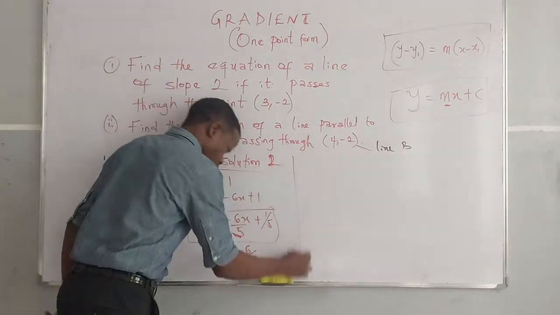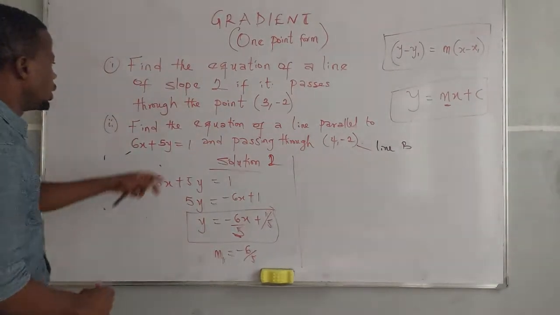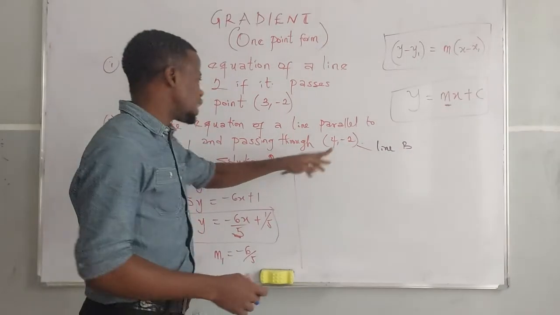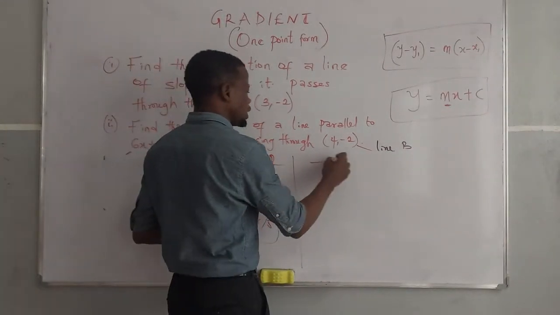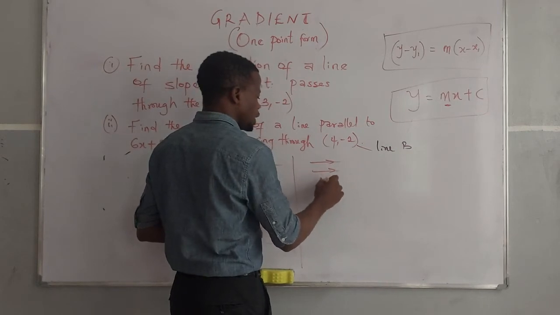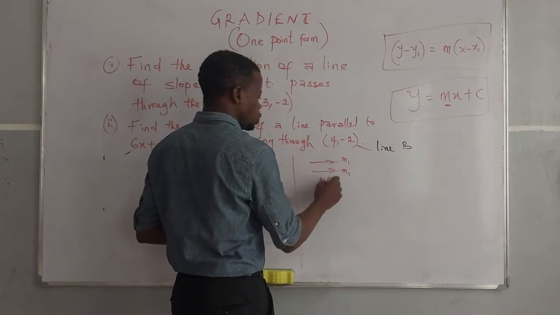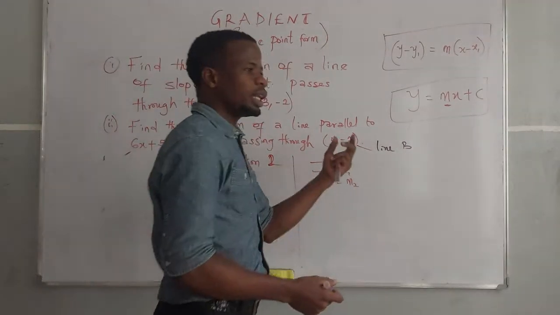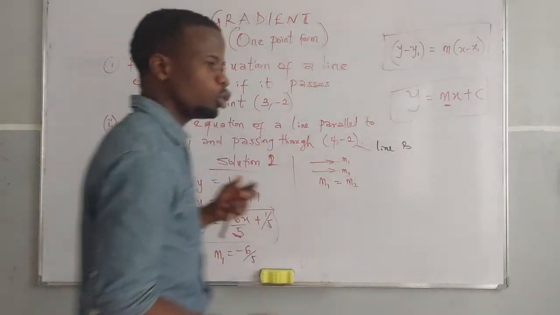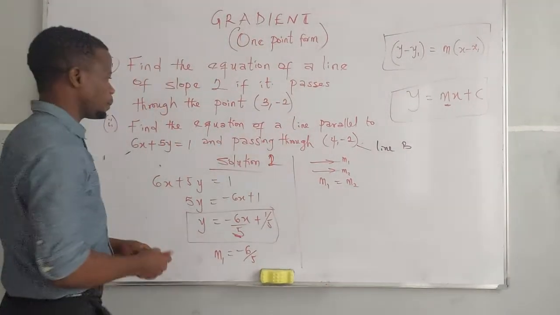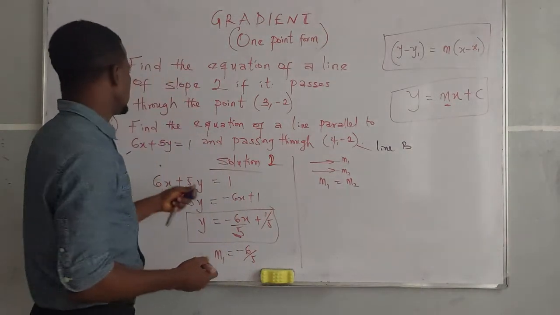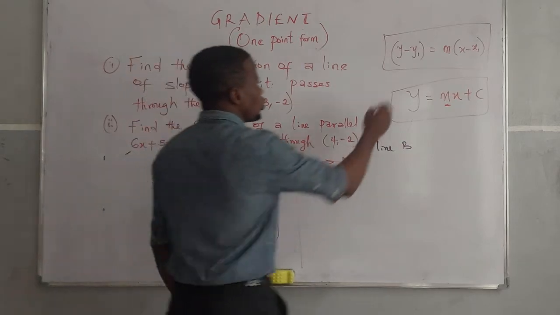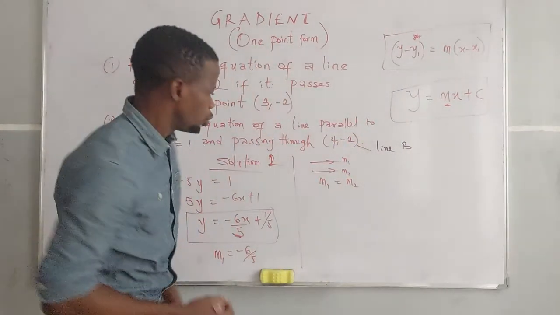Now recall, we are to find the equation of a line parallel to this. So the second line B is parallel to this, and whenever 2 lines are parallel, their gradients are equal. Gradient of this is m1, gradient of the second is m2, so m1 should be equal to m2. Since we now know the gradient of the second line, we can calculate its equation at the given point. So we employ the one-point form.